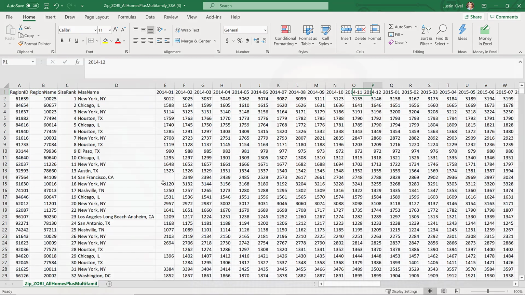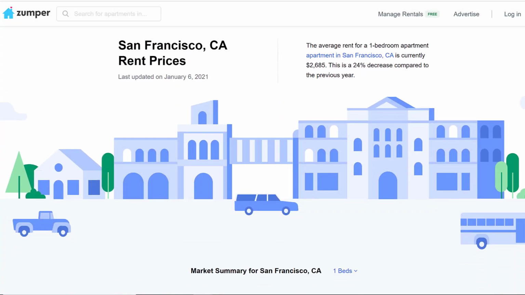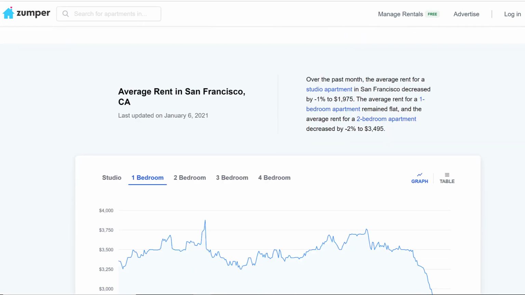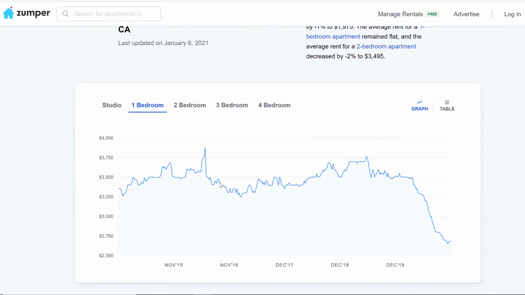And if you're looking to get even more granular on your historical multifamily data, the listing site Zumper tracks historical rates by the number of bedrooms for many major markets across the US, again, tracked all the way back to 2014.